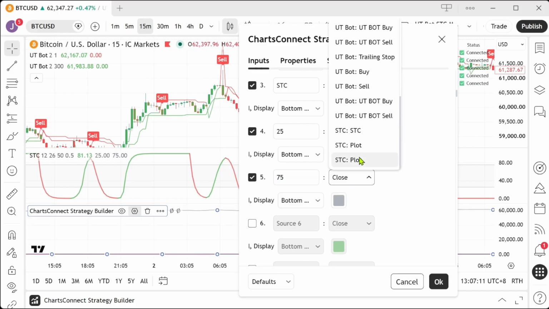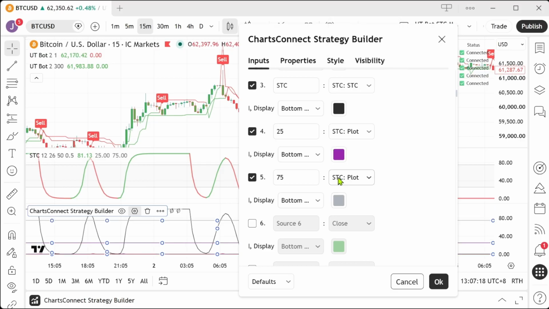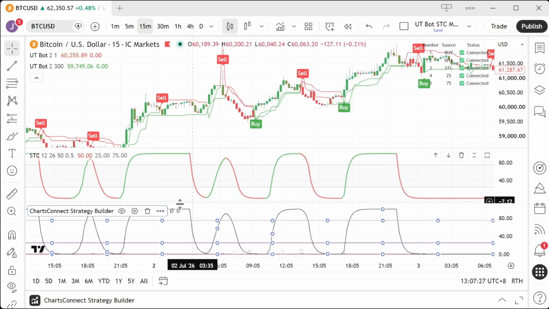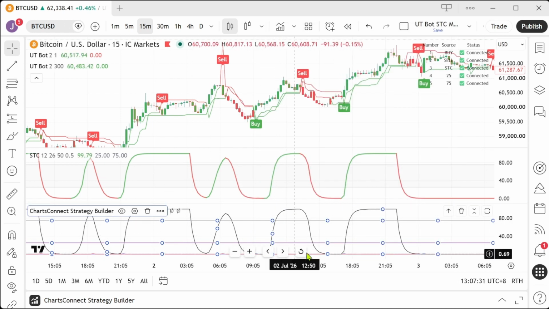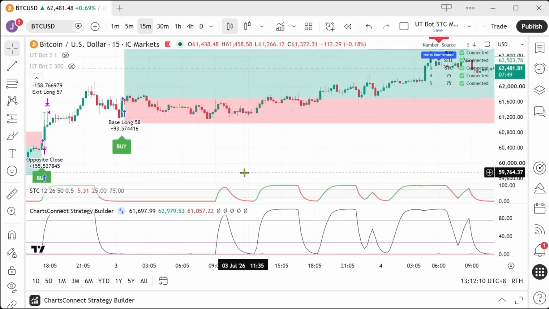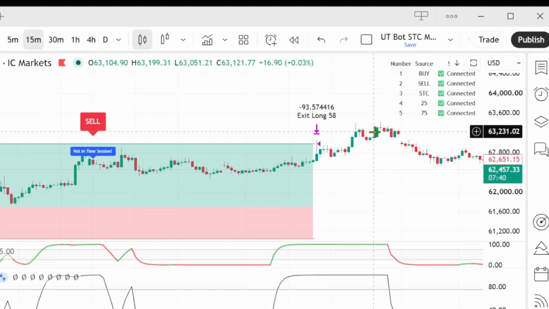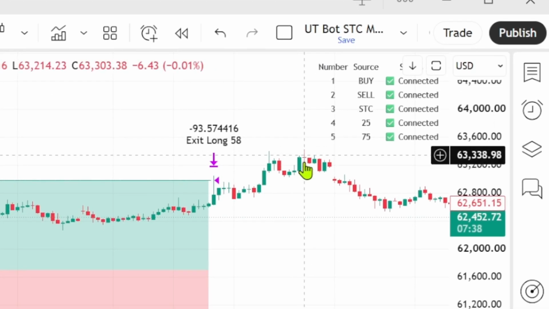And we are now going to choose the second plot line. So you can see that the purple is the bottom 25 and gray line is the top 75. All the information is now aggregated inside Strategy Builder. If you ever get lost about what the sources mean, you can refer to the top right hand corner. We have labeled our sources over here.